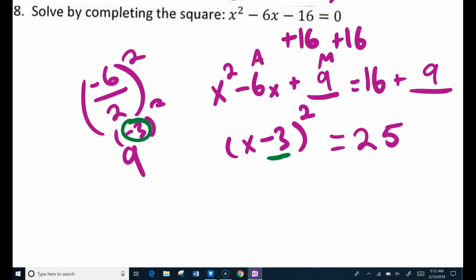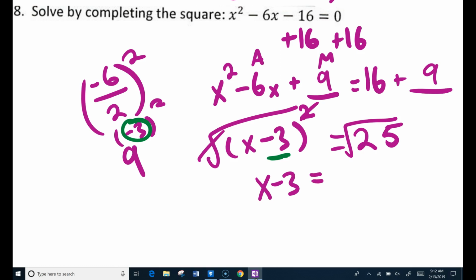If I'm trying to isolate x here, I want to get rid of that squared. So to undo a squared in an equation, I take the inverse operation and I do a square root. So on the left-hand side, I'm left with x minus 3. But remember, I need two solutions here. So square root of 25 is 5. So I'm left with plus or minus 5 on the right side of the equation here to make sure that I get those two solutions.